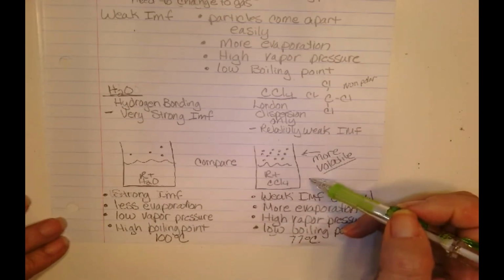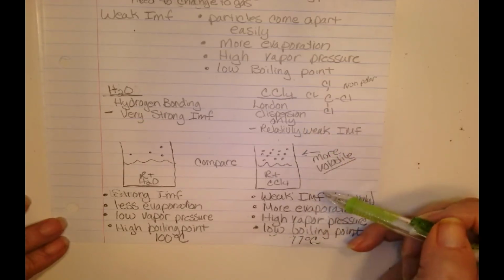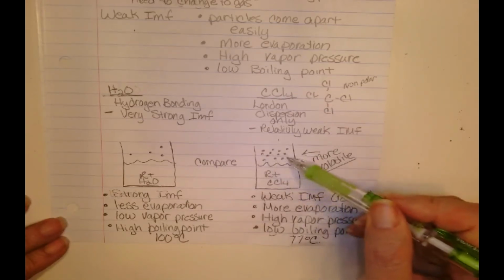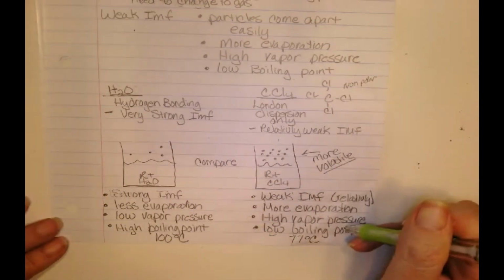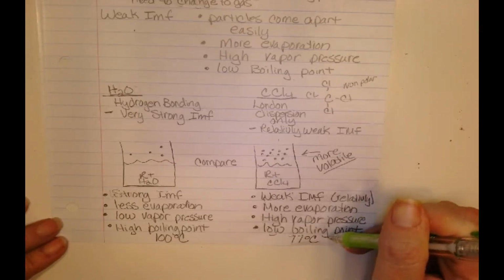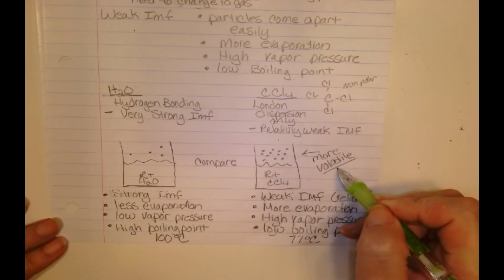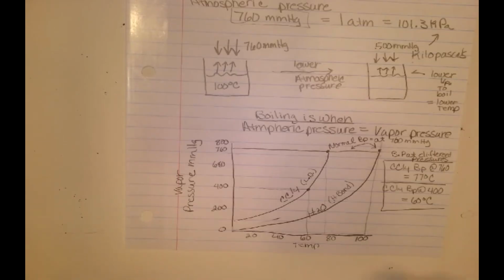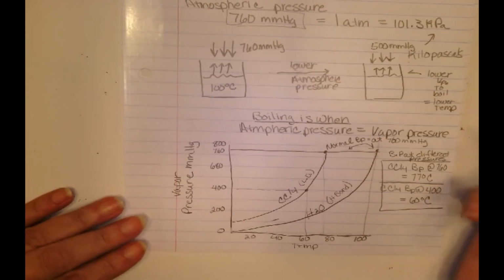Carbon tetrachloride, on the other hand, has weak intermolecular forces. It's London dispersion only, which means I have more evaporation, which means I have a high vapor pressure. I have lots more particles above this liquid, and it doesn't take very much energy to boil, so I have a lower boiling point, 70 degrees C. Now, when things evaporate easily, they're called volatile. So carbon tetrachloride is a more volatile liquid than water is. So now we can use intermolecular forces to compare the boiling point vapor pressure of two different liquids.